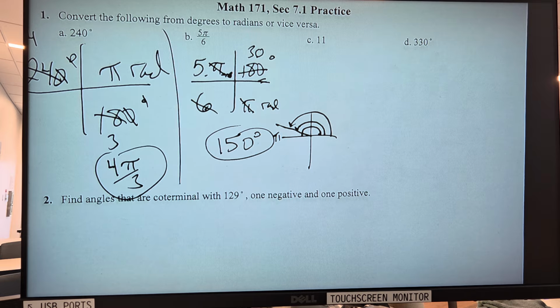Same way we have feet and inches, and then we have meters and centimeters, like all those weird units every other country on the face of the earth uses, yes? So now you have degrees and you have radians. You have two choices for how to measure angles.